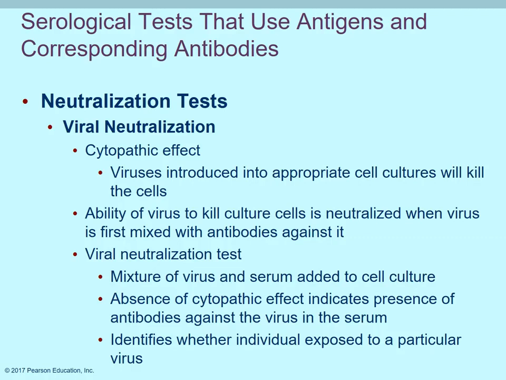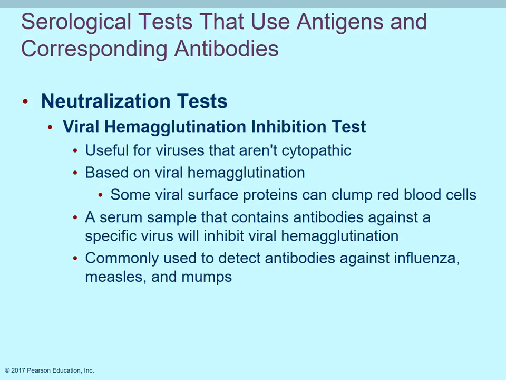You can also do a neutralization test where you're mixing. This is often used with viruses. You mix the virus in the serum, you add it to a cell culture, and then you look to see what the effect is on that. You can also use viral hemagglutination inhibition test. This is often used to detect antibodies against influenza, flu, measles, mumps.